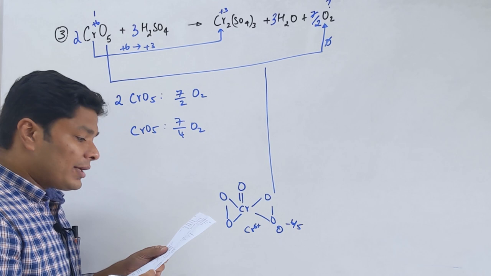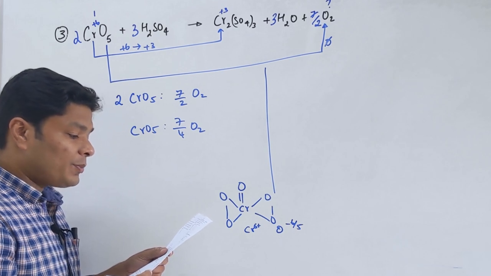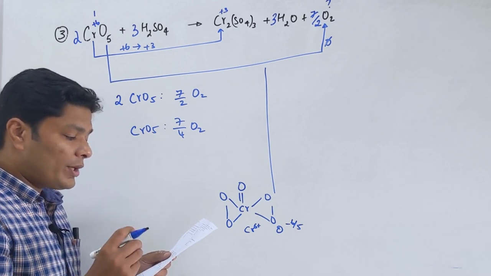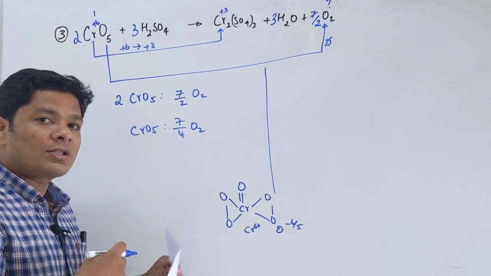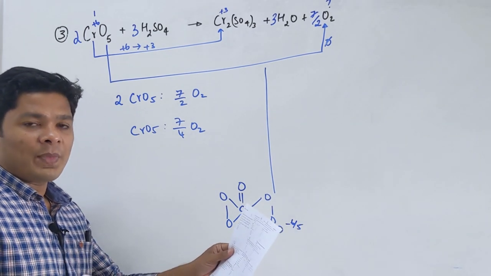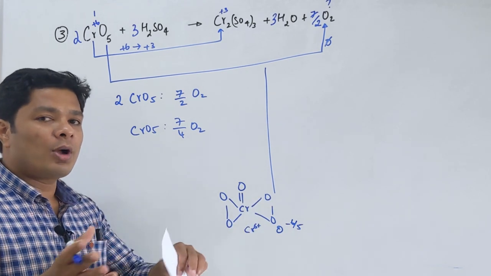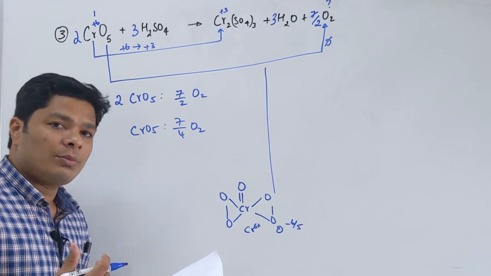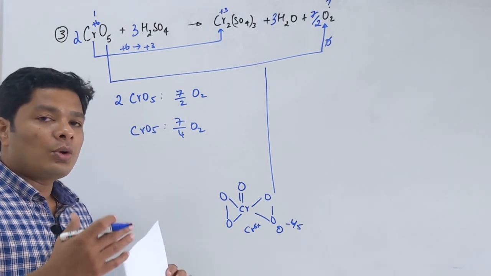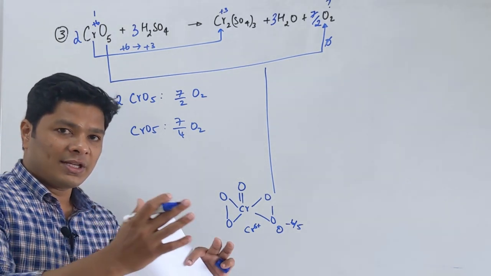Fifth one: which reaction does not represent an auto redox or disproportionation reaction? An auto redox or disproportionation reaction is when something gets oxidized and reduced by itself. One part is oxidized, another part is reduced. Not exactly half and half, depends on how the electrochemistry or redox works. One part of the molecule gets oxidized.